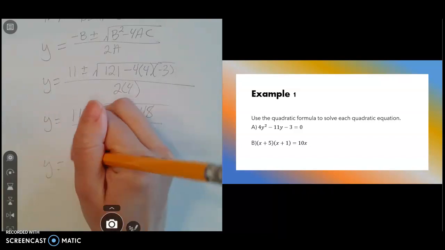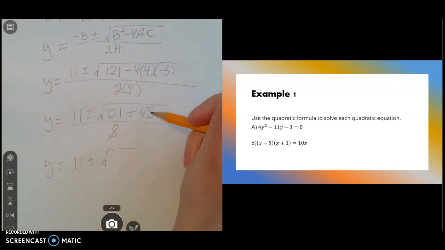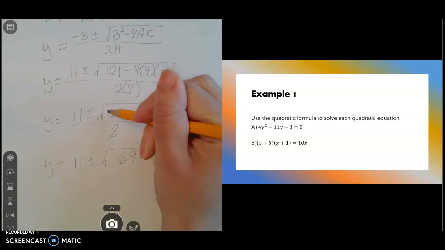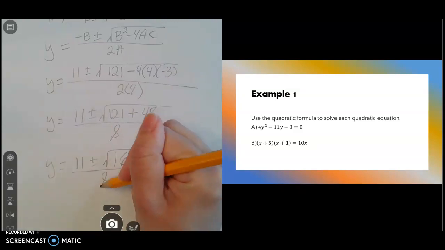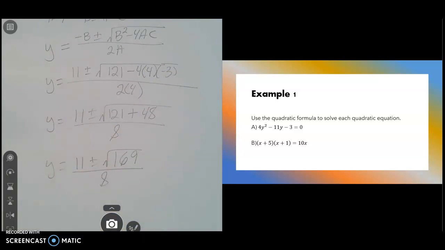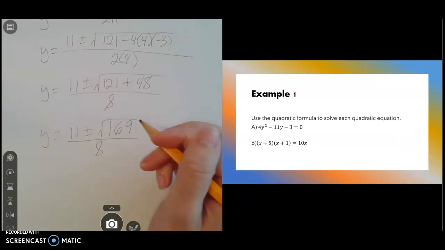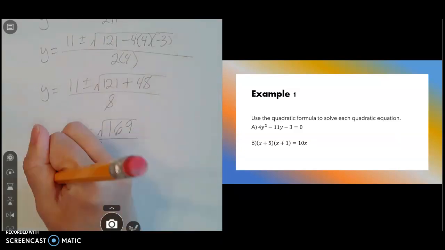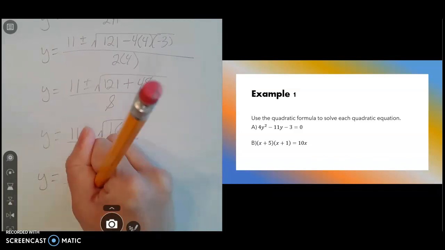So now I have 11 plus or minus the square root of, if I do 121 plus 48, 8 plus 1 is 9, 4 plus 2 is 6, and 100 plus no hundreds is 100. And it's still all over 8. Okay, we've got 169. And that's actually a perfect square. That's 13. So we have 11 plus or minus 13 over 8.